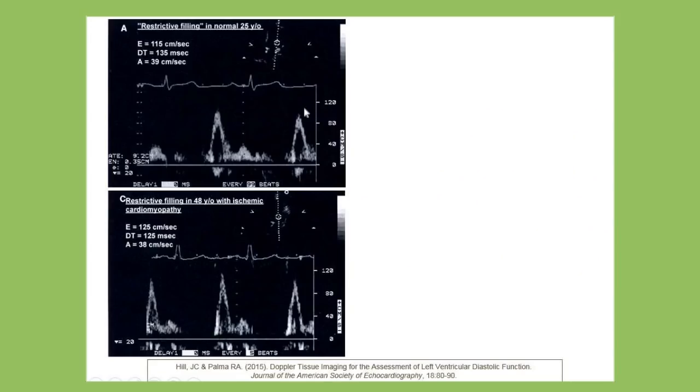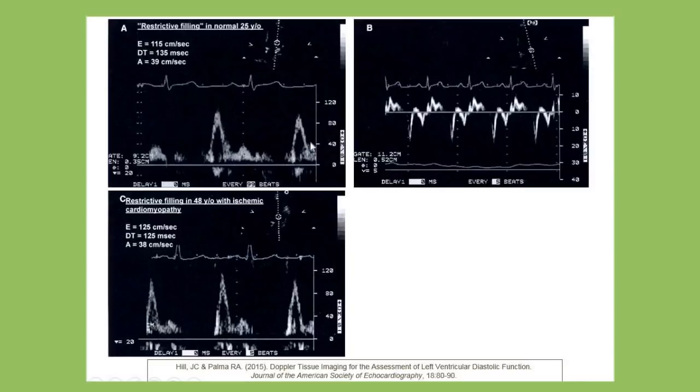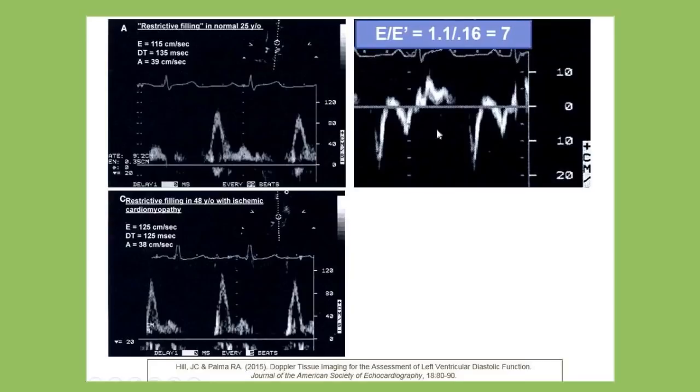So let's look at an example of restrictive filling in a normal 25-year-old. Restrictive, quote, unquote. We've got E velocity of about 1.2. Decel time is short, but look at this tissue Doppler. It's absolutely stone cold normal. And the E/E prime ratio is 7.